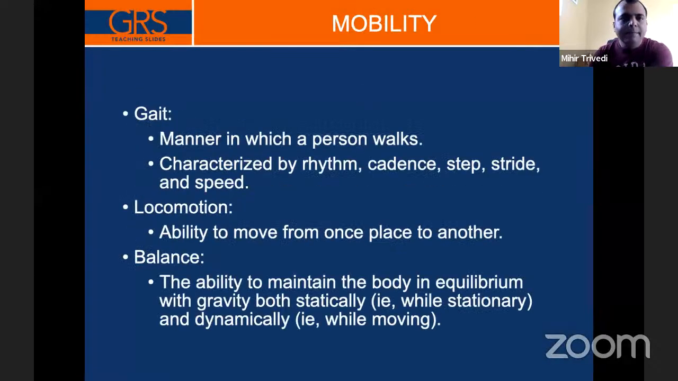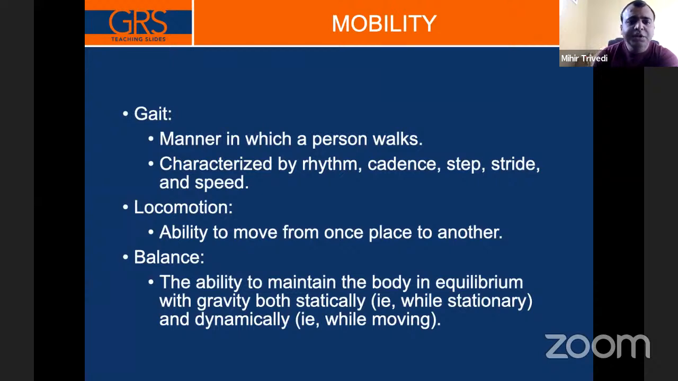Sorry about that. So when we talk about, as I said earlier, gait is not just one thing we assess. Part of the mobility, there are gait, locomotion, balance, falls, all involved, and they are all interrelated. So if we see about gait, the definition is the manner in which a person walks, mostly characterized by rhythm, cadence, step, stride, and speed.